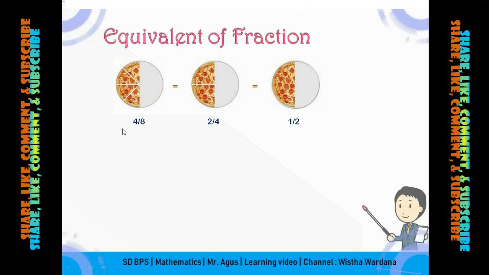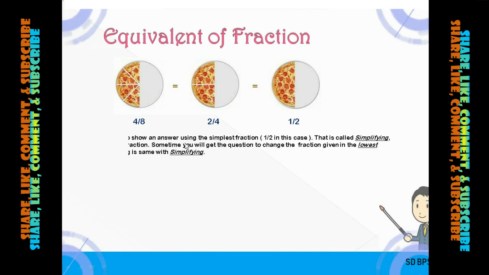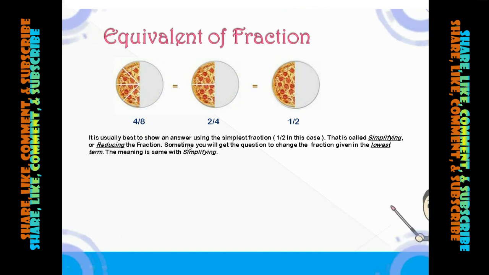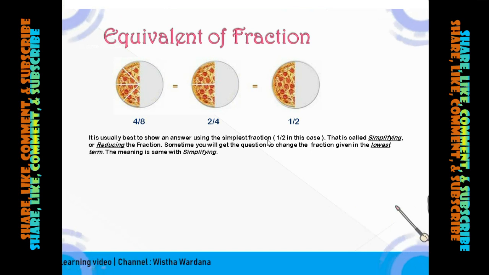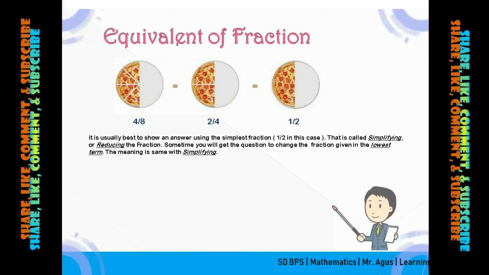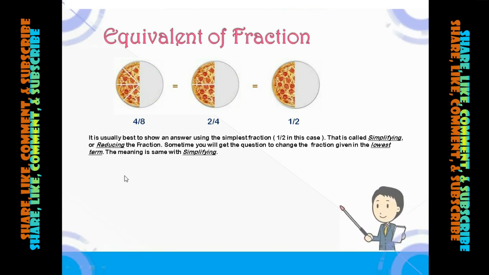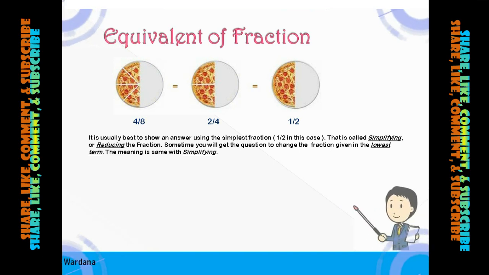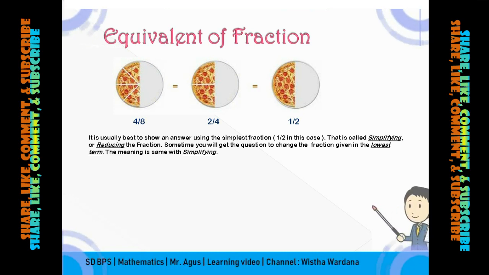In this case, the lowest term is 1 per 2. It's usually best to show an answer using the simple fraction, or the lowest term of the fraction, 1 per 2 in this case. That is called simplifying or reducing the fraction. Sometimes you will get a question to change the given fraction to the lowest term. The meaning is the same as simplifying.